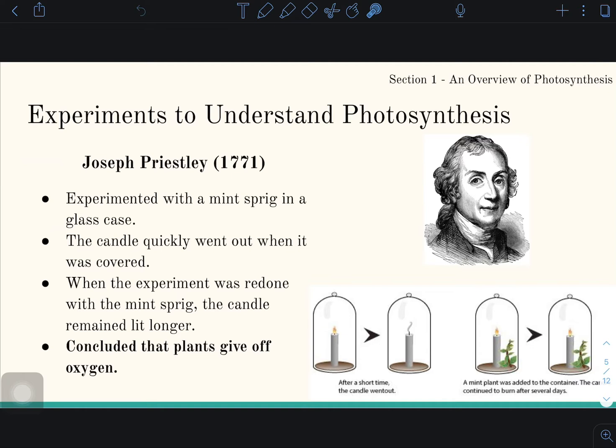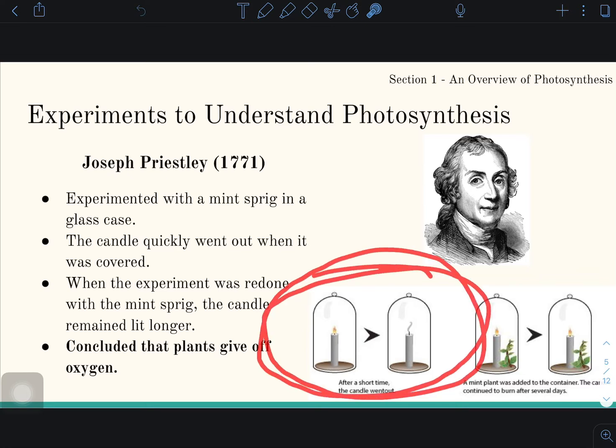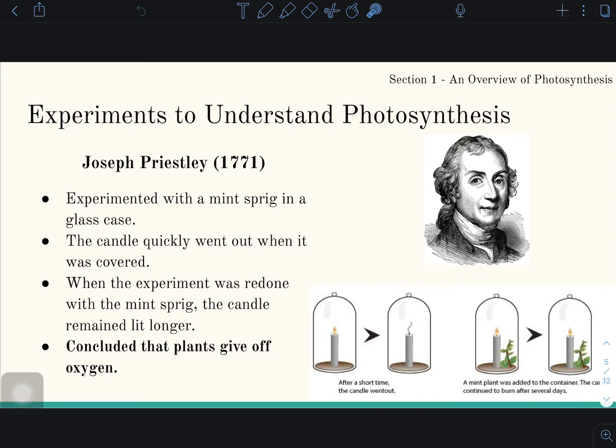Then we fast forward 130 years to 1771. There was a man by the name of Joseph Priestley, and he took a mint sprig. Mint is like a herb, or a spice, I don't know what you'd call it. He took a candle and put a glass jar over it. And what happens? It shouldn't be a surprise. The candle burns out.